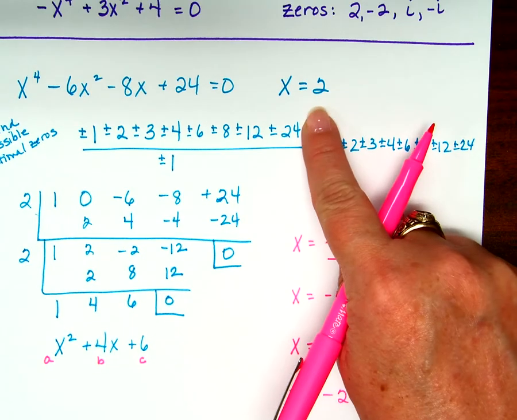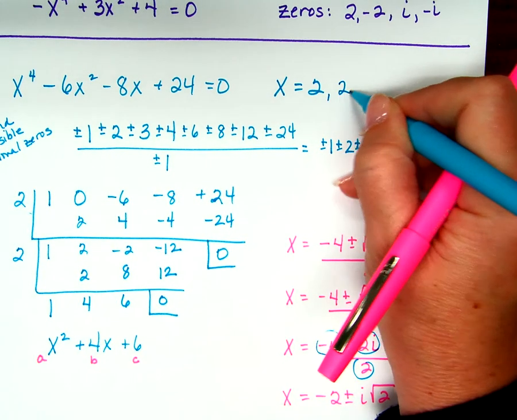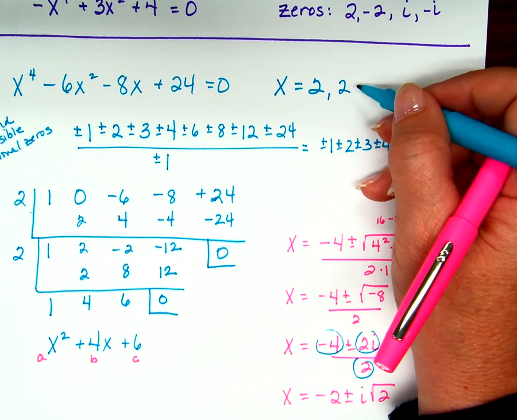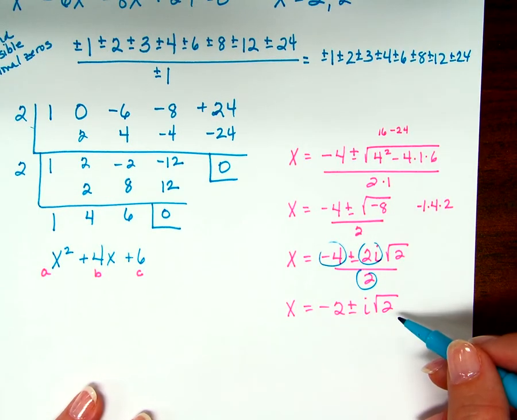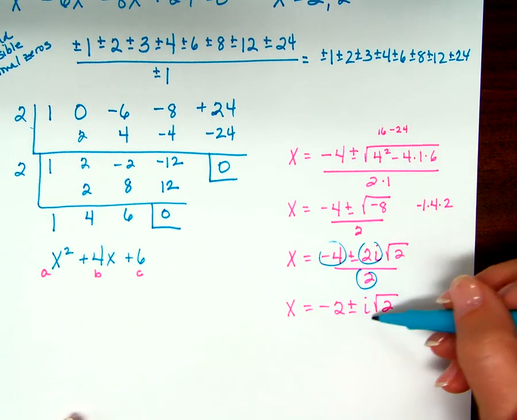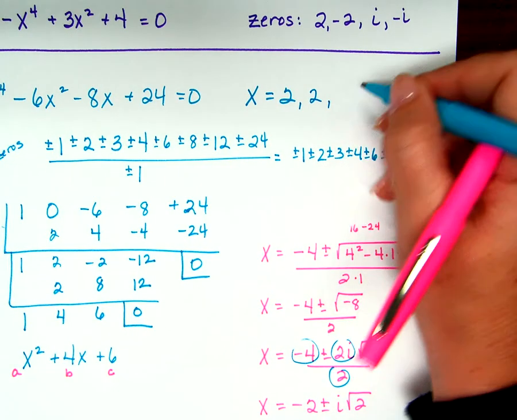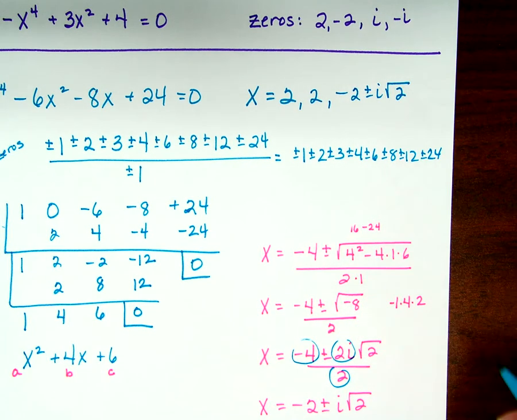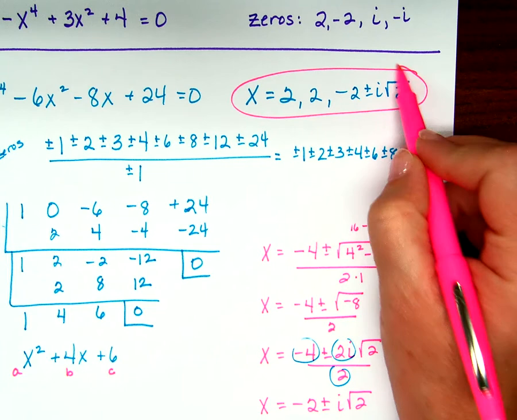Well, I found an answer that worked that was 2, and it actually happened twice. So there's my second root, right? And then how many did I just find right here? That's 2, right? Because I've got negative 2 plus i root 2 and negative 2 minus i root 2. So how many answers am I supposed to find? And how many did I find? 4. Okay? All 4 of them are right up here.